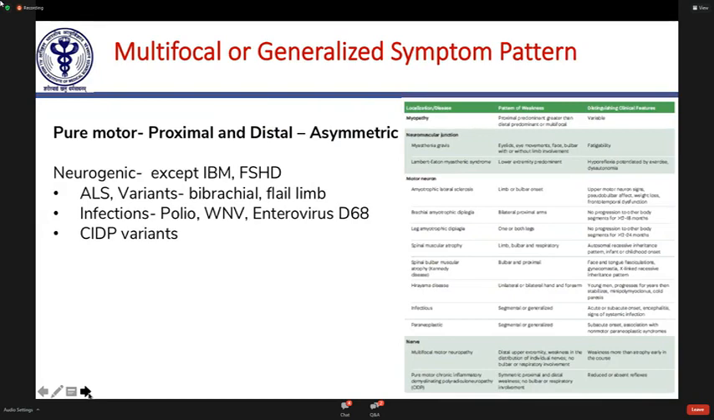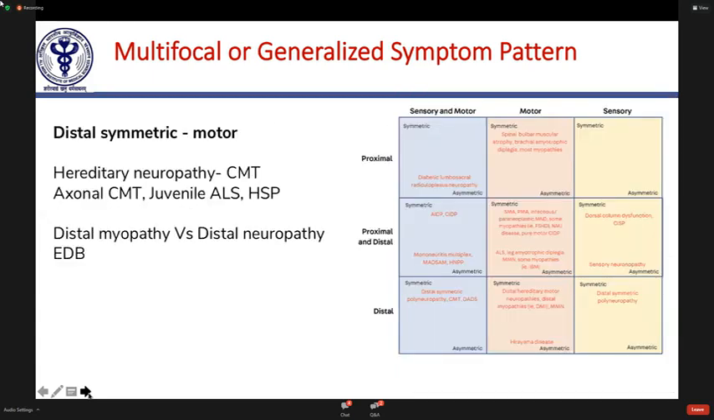CIDP variants, called atypical CIDP or CIDP variant, can cause asymmetrical proximal and distal involvement. Almost all of these are mostly neurogenic, except conditions like IBM and FSHD, which can cause both. Distal symmetric motor involvement, hereditary neuropathies, usually seen in CMT, sometimes in axonal CMT. The differentials of juvenile ALS or HSP can also mimic or be a differential to that.